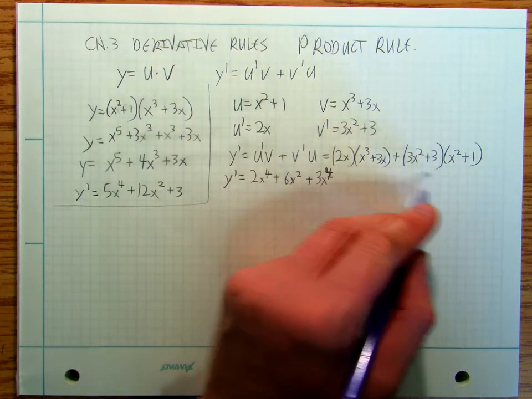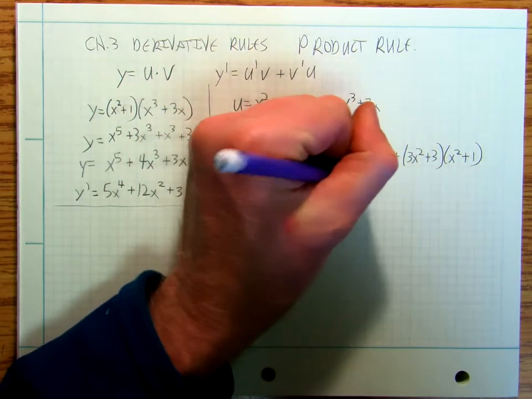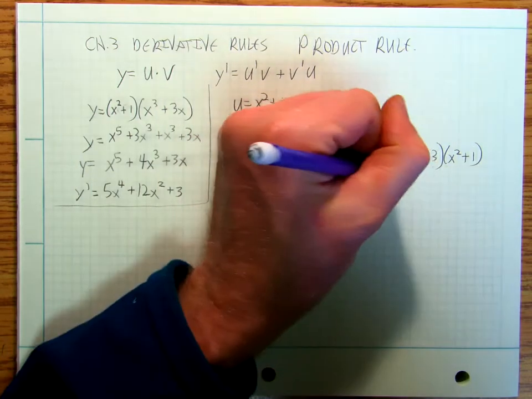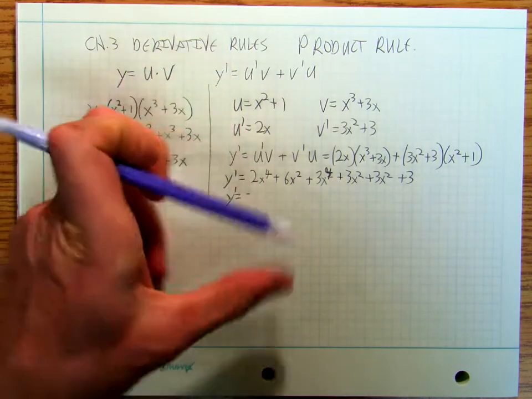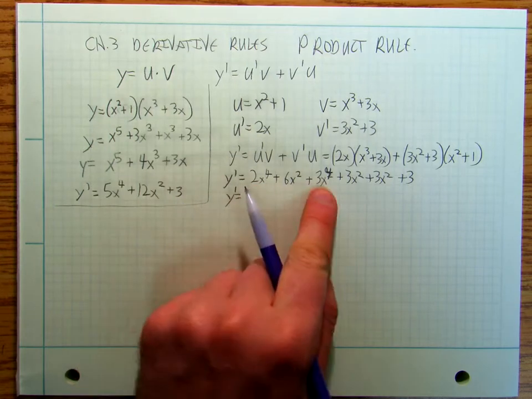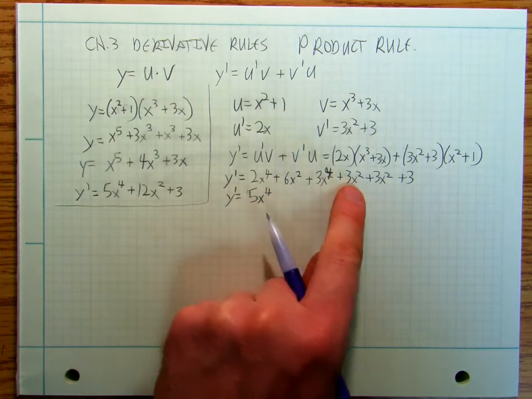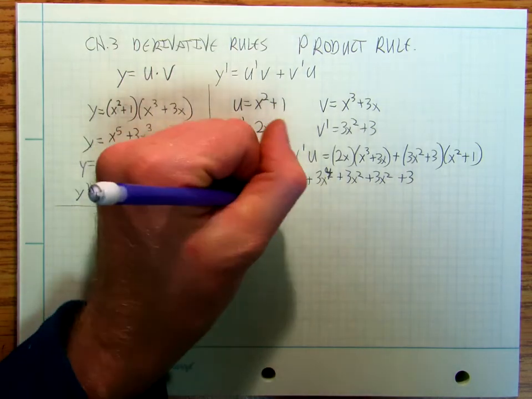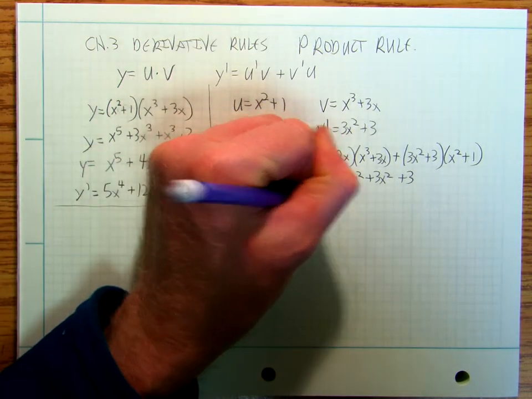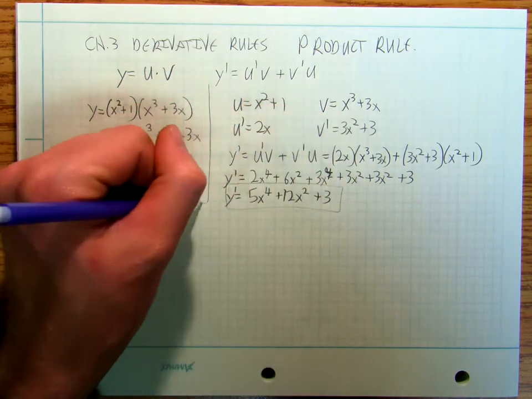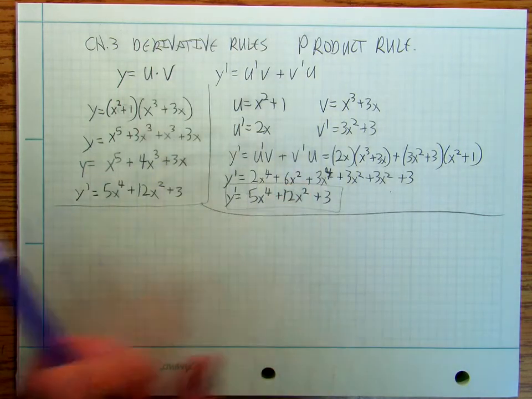First, outside gives me 3x squared, inside gives me another 3x squared, last gives me plus 3. And so combining like terms, I've got y prime equals 2 of those and 3 of those makes 5 of those. 6 of these plus 3 of these plus 3 of these makes 12 of those. 12 of these. And then I got this plus 3 hanging out on the end. And you see that they're the same. So product rule works. Okay?